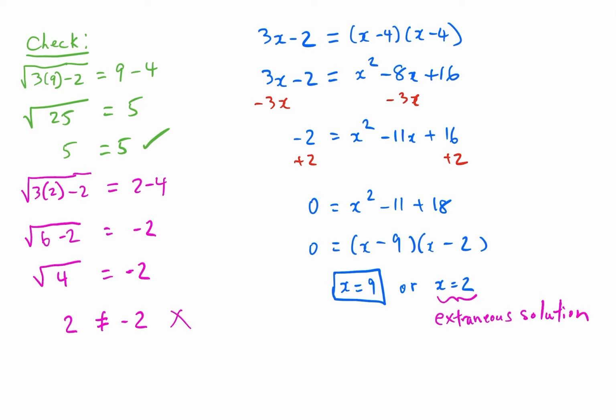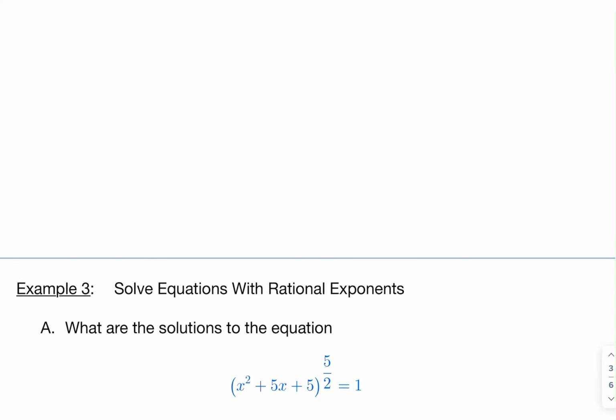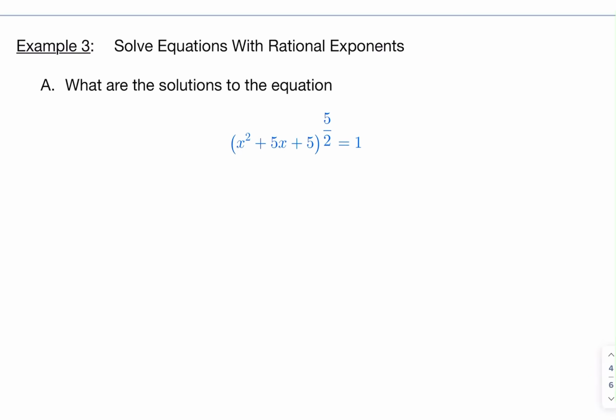Okay, and it's extraneous because of our check here. We see that this doesn't work out. Okay, so let's go ahead and move on to example 3. Now we're going to solve equations with rational exponents.